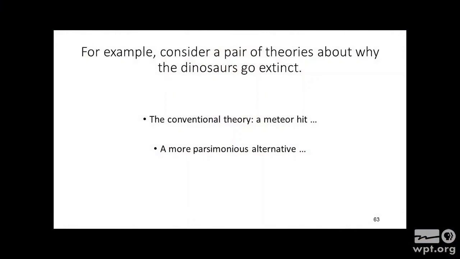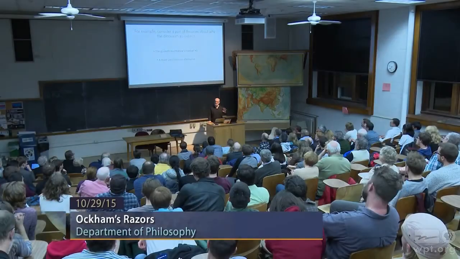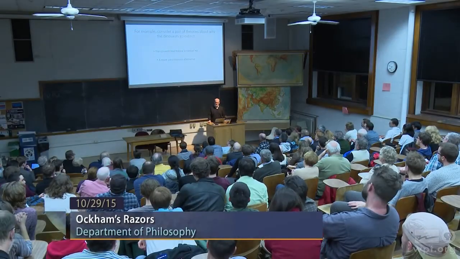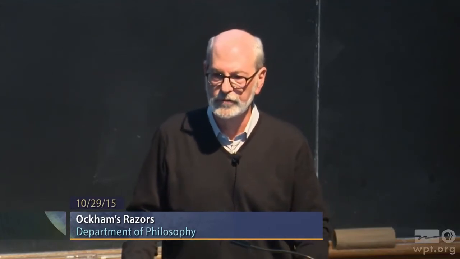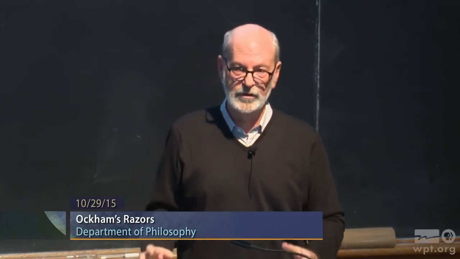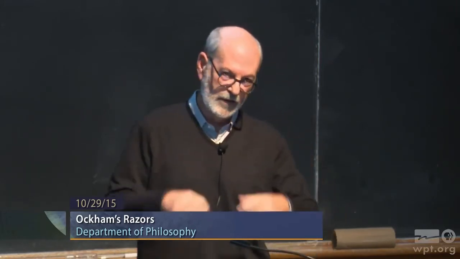So I went to a lecture a couple weeks ago about why the dinosaurs went extinct. And it was a rather surprising lecture. The lecturer started off by describing the conventional explanation of the extinction of the dinosaurs, but then he said, I have got a far more parsimonious explanation of the extinction. It's better because it's more parsimonious. So let me describe each of the theories in turn and how the lecture developed.